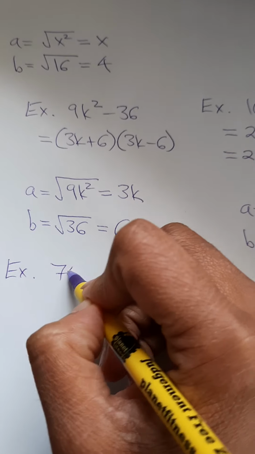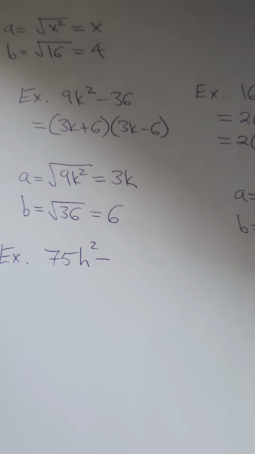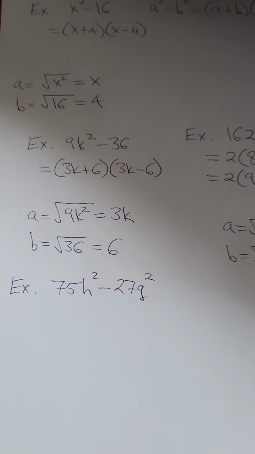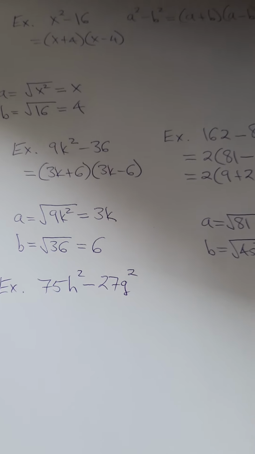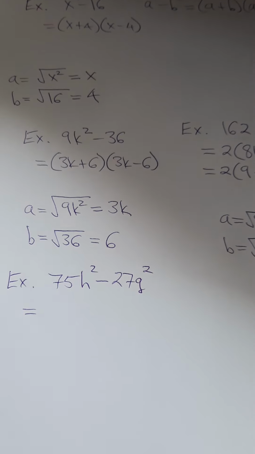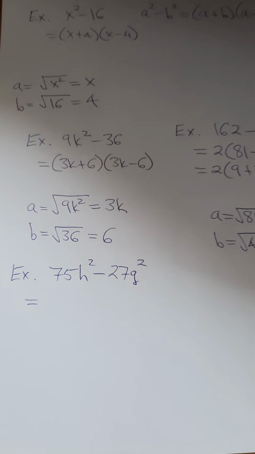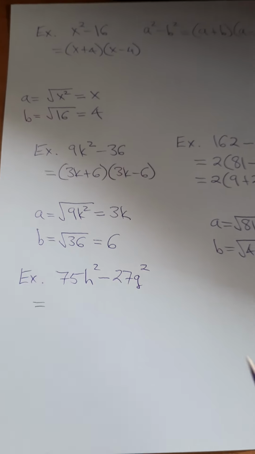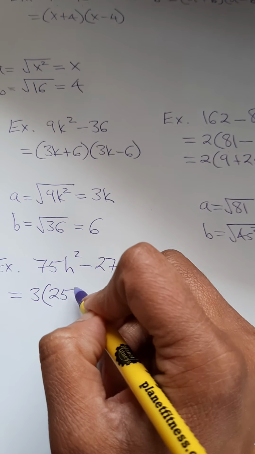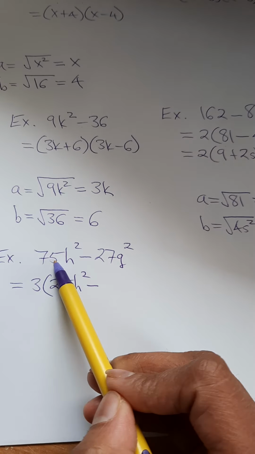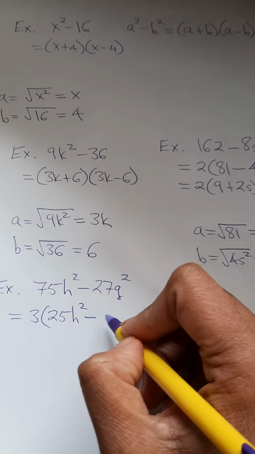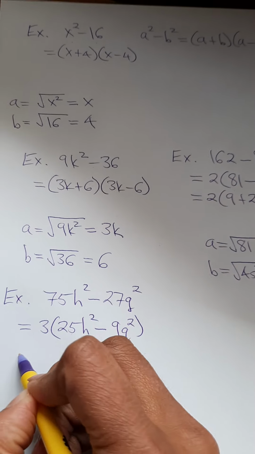Let's try an example where, again, we have to take out a common factor. So 75h squared minus 27g squared. Again, try to take out a common factor, and I notice inside the brackets that I could use the difference of squares. So let's take out 3. I notice I can divide both of these numbers by 3. I'm left with 25h squared, since 75 divided by 3 is 25, and then 27 divided by 3 is 9, so 9g squared, just like this.